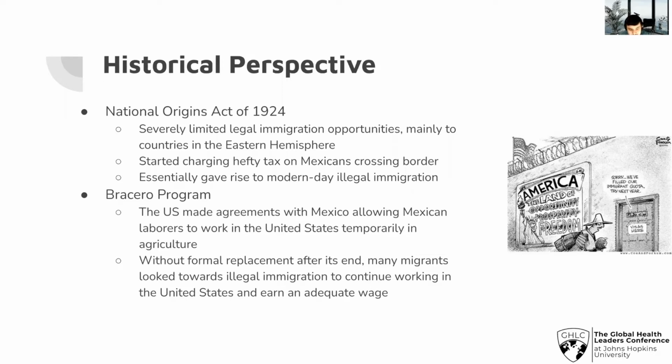Another thing I wanted to talk about was the Bracero program, and this took place during the 1940s, during the presidency of FDR. Basically, the United States made agreements with Mexico, allowing Mexican laborers to work in the United States temporarily in the agriculture industry. But this is very temporary, and without a formal replacement after its end, many migrants look to illegal immigration to continue work in the United States and earn a better wage than they would in their original countries.